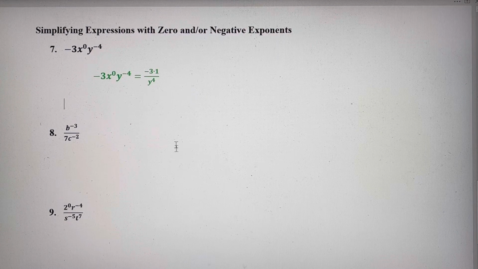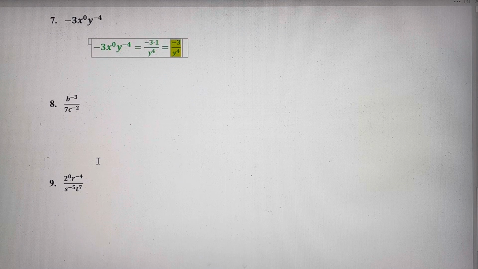Okay? And then I just want to simplify. The only thing I can do is simplify in the numerator. -3 times 1 is -3. My denominator stays unchanged, y to the 4th. Okay, so this is the answer for this expression. All right, pause the video if you want, give 8 and 9 a try, and then we'll come back.